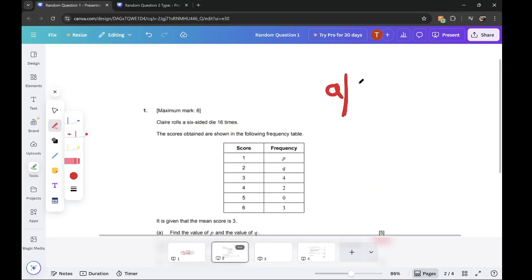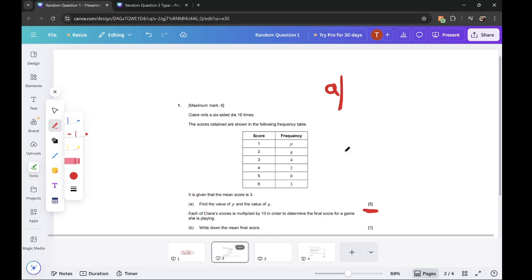We have all the information we need. We know that frequency represents how many times it's been rolled. So the total frequency after adding all of these up should give you a total of 16. So P plus Q plus 4 plus 2 plus 0 plus 3 should equal 16, because Claire rolls the six-sided dice 16 times. So now we have this equation.